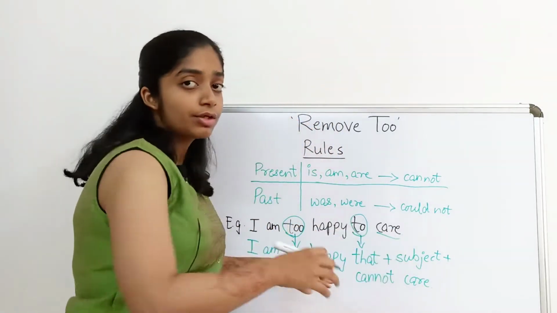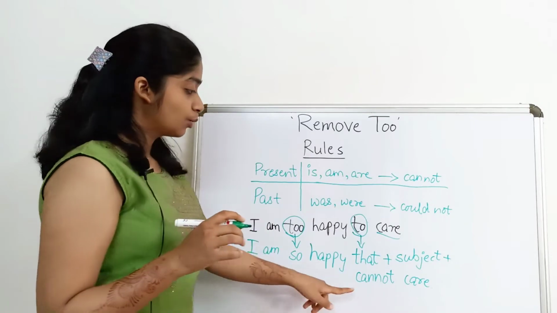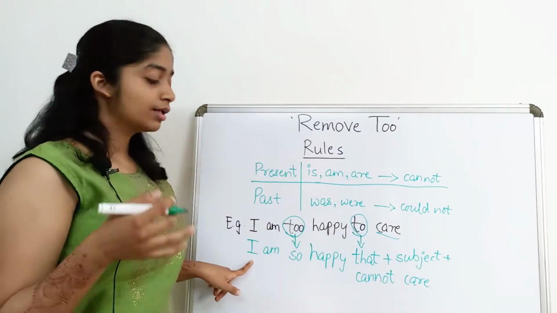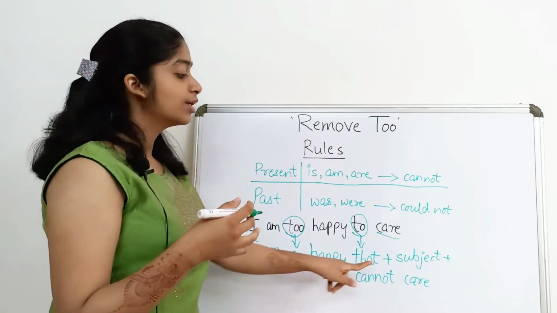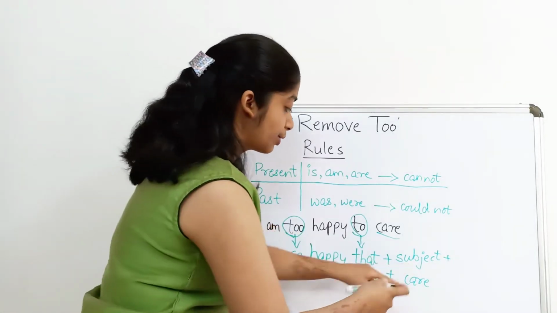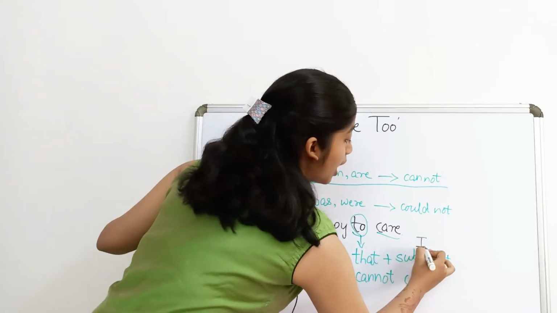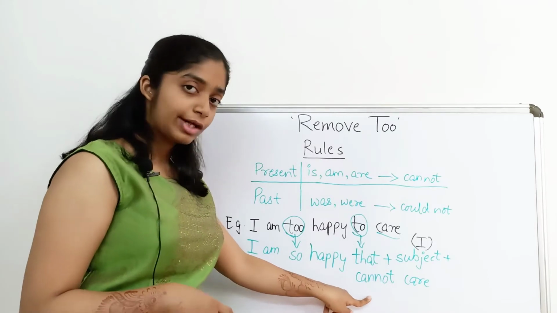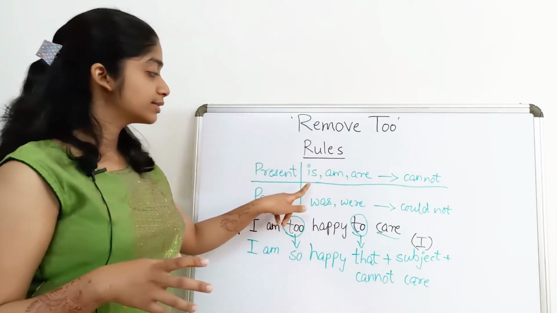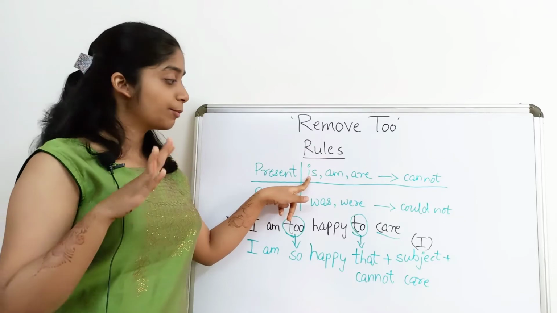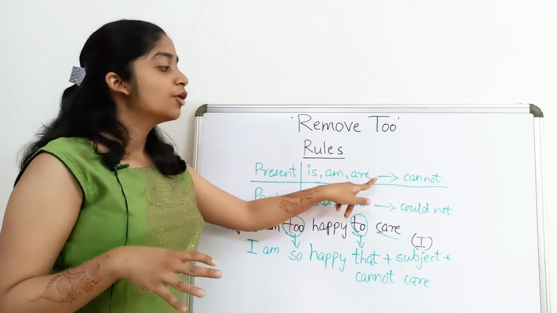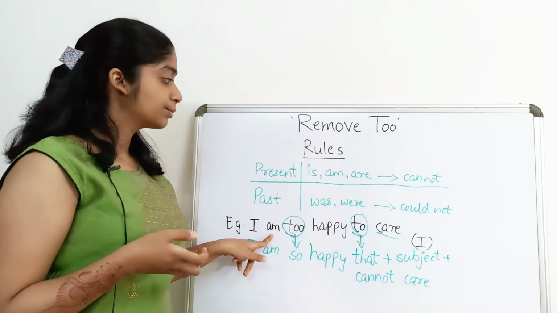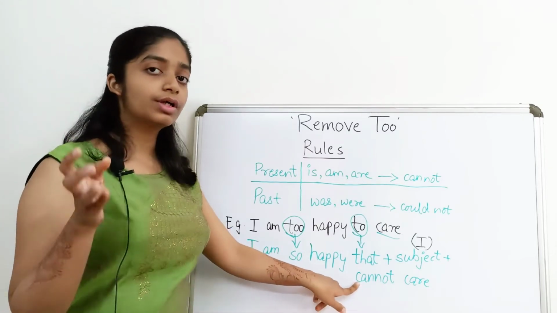It will remain the same. Now, what is the subject in this sentence? The subject is I. So here the word will be "I cannot care". Why did we use the word "cannot" over here? Because whenever the sentence is in the present tense, is, am, are, we use the word "cannot". Here we came across the word "am". Therefore, we have used the word "cannot".